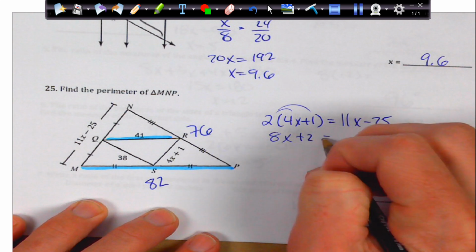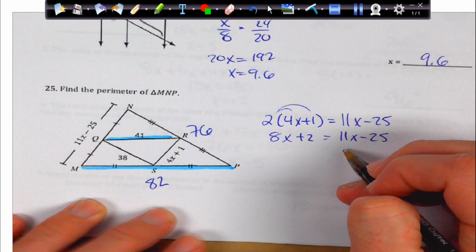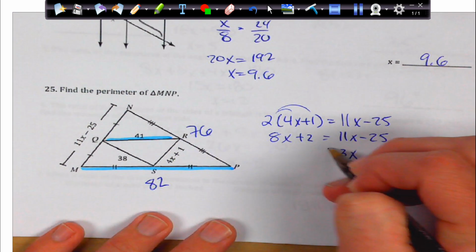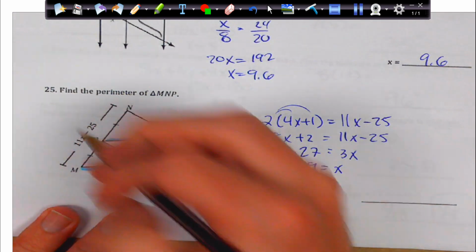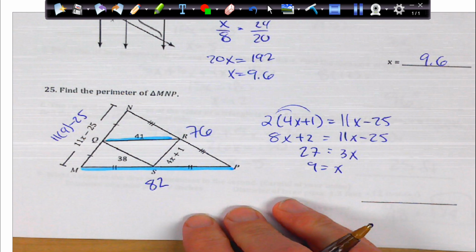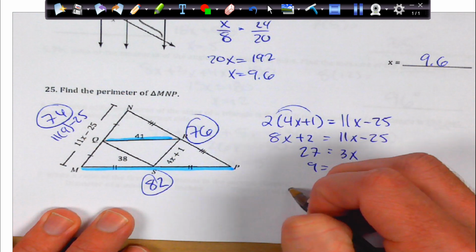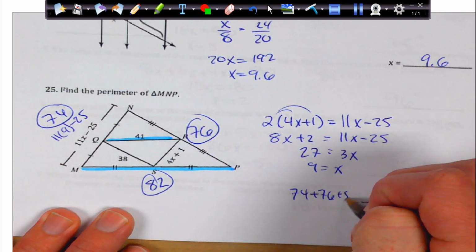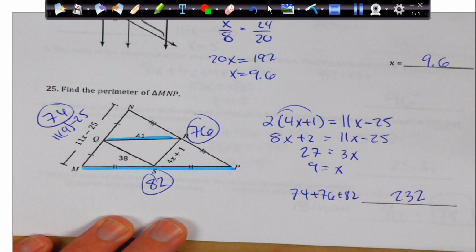8x plus 2 equals 11x minus 25. Subtract the 8x, add the 25, divide by 3, you get 9. And then plug 9 back in here, so 11 times 9 minus 25. That's going to be 99 minus 25, which gives me 74. So I'm going to add all 4 of those together. 74 plus 76 plus 82 is 232. It didn't give me units, so that's all I got.